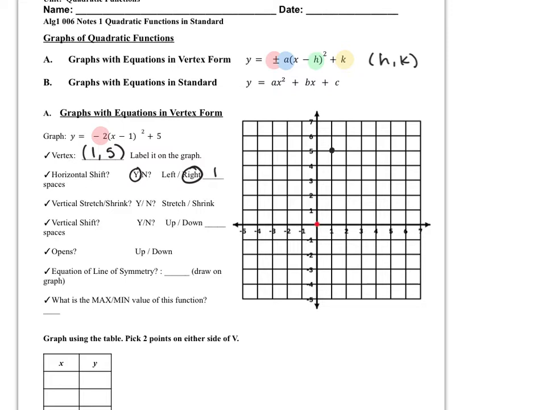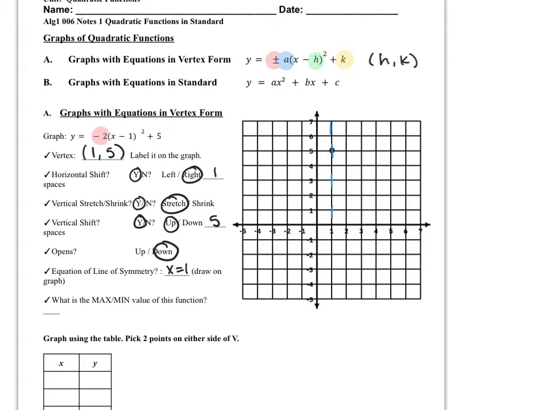And we can see that here because our parent function would have started at the origin. There is a vertical stretch where it's going to be 2 times. There's also a vertical shift, which is up 5 spaces. And again, we can see that on this vertex. It's going to open downward because of that negative. And the equation of my line of symmetry is going to be the vertical line x equals 1.